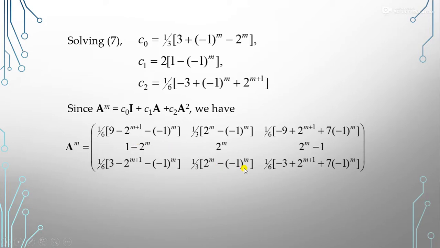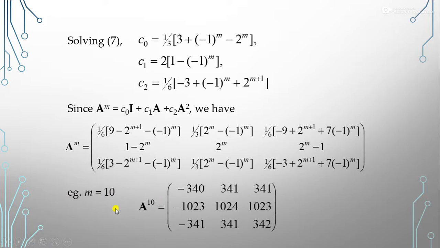So now you have the 3 by 3 matrix. If the A matrix is 3 by 3, then you have this type of A raised to the power m matrix. You can put any value of m here and directly get the matrix. For example, suppose we put m equal to 10, then just put m equal to 10 and calculate the numerical value. So you will get the A raised to the power 10 matrix as this, right? So easily you can find any power of the matrices, right?